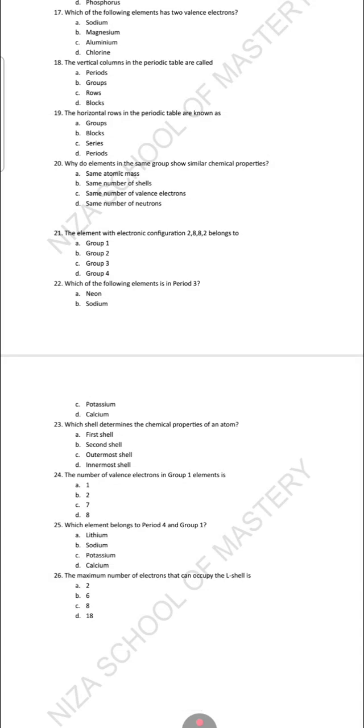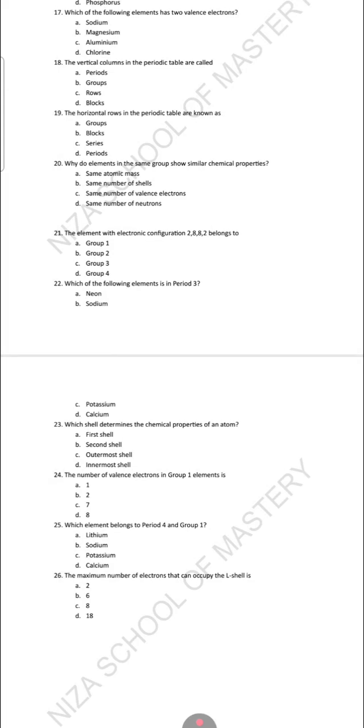Number 23, which shell determines the chemical properties of an element? That's the outermost shell, C. That's the shell that determines the chemical properties of an atom. Number 24, the number of valence electrons in group 1 elements is 1. That's why they're in group 1 in the first place, because they have 1 electron in their outermost shell.